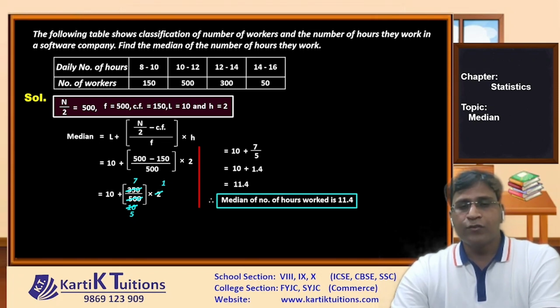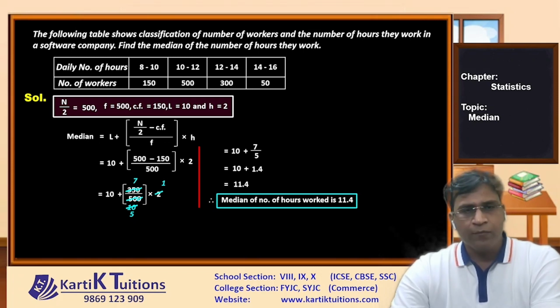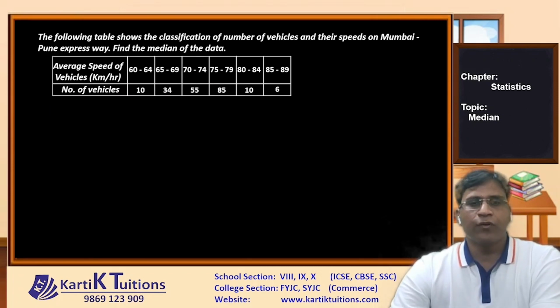Remember, the units should always be there for the statement form in answer. Let's look at one more sum. The following table shows the classification of a number of vehicles and their speed on Mumbai Pune expressway. Find the mean of the data. Now first check, are the classes continuous?